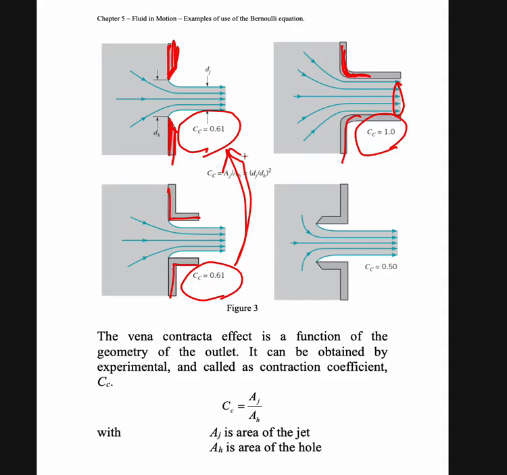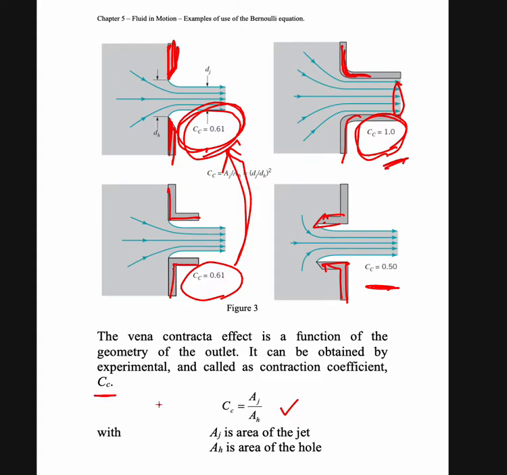And if we have a design like this one, the CC is around 0.50, meaning it is worse compared to the first design here. So the best one is this one. So what is CC? The vena contracta effect is a function of the geometry of the outlet. It can be obtained experimentally and is called the contraction coefficient. So CC here is the contraction coefficient.